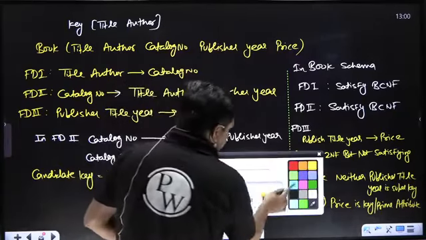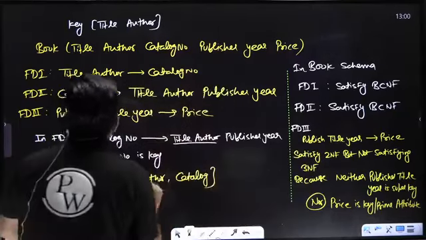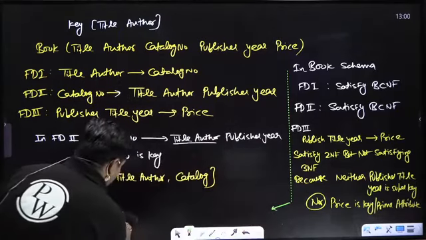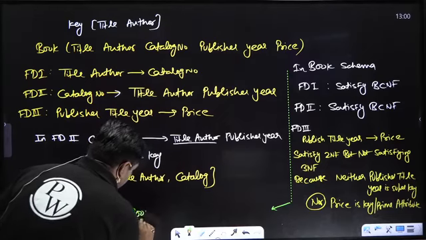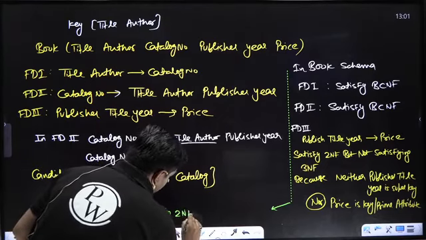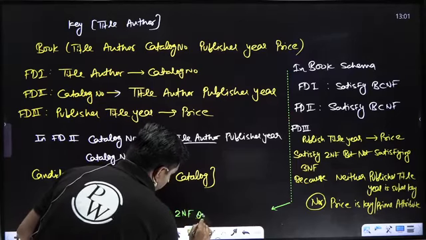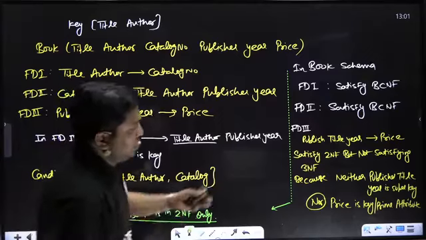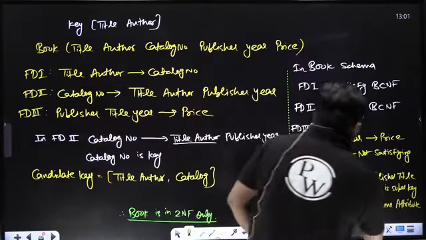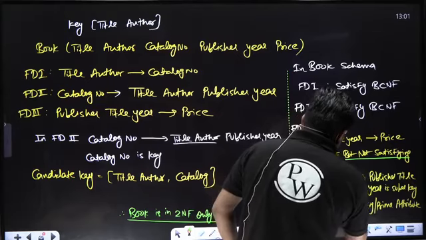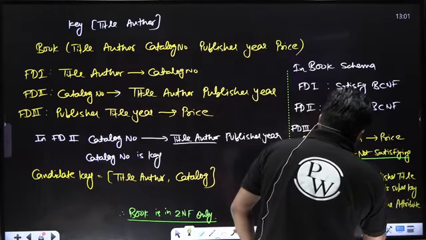So what can we conclude here? What can we conclude here about the book? So we can conclude what? Book is in 2NF only, because it is not satisfying 3NF. You can say it fails in 3NF.